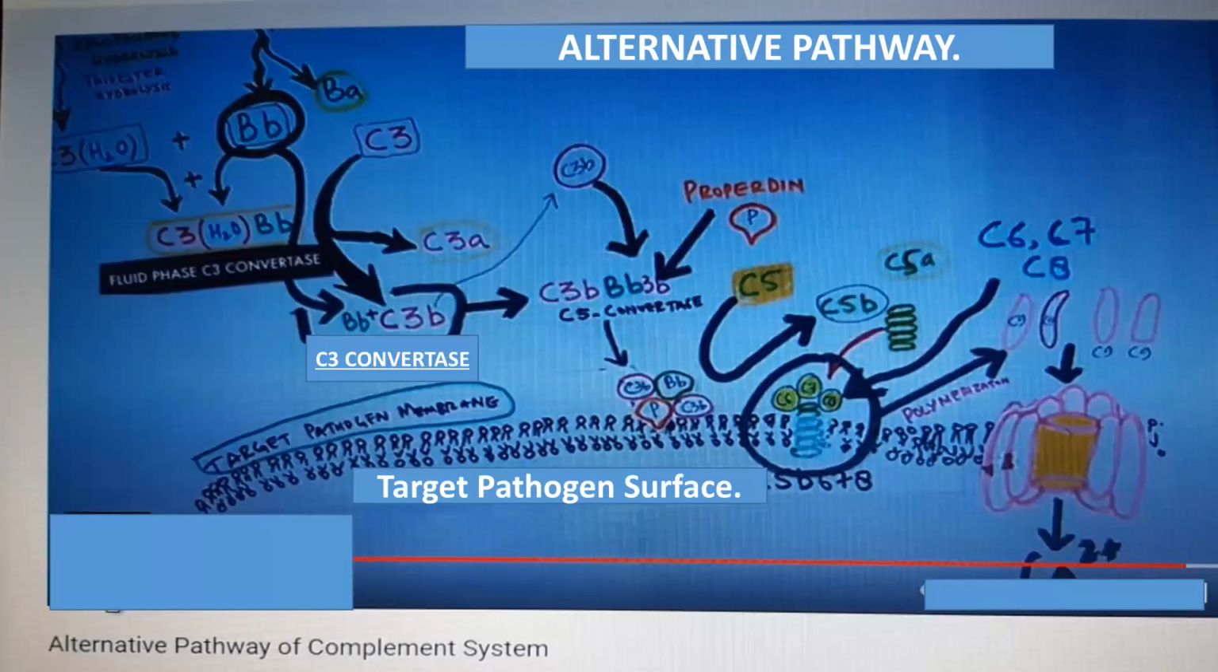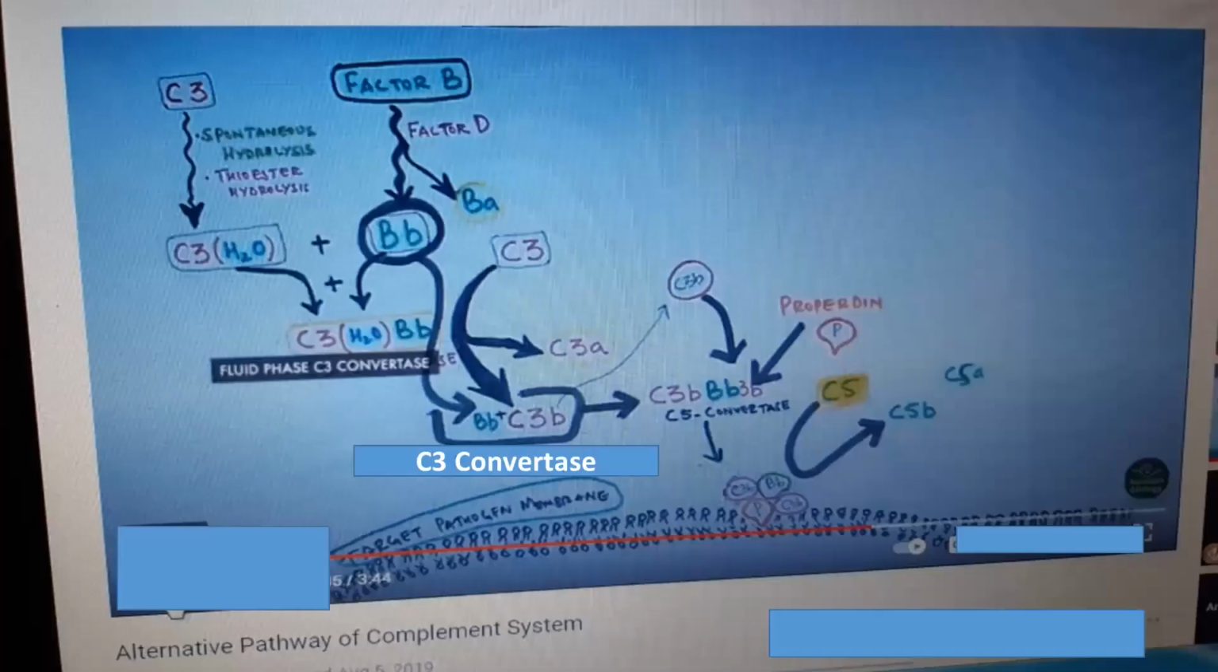It starts from here, as I told you, goes back. This is C3, spontaneous hydrolysis taking place. C3 water is formed. This is the fluid phase, in which C3 convertase enzymes are formed here. And there are factors B and D, where factor B is cleaved by the factor D into Bb and Ba.